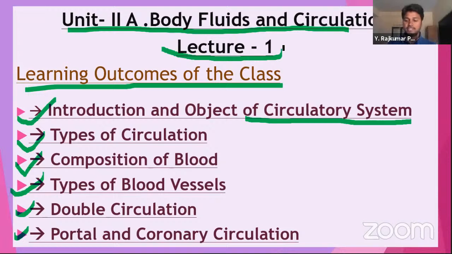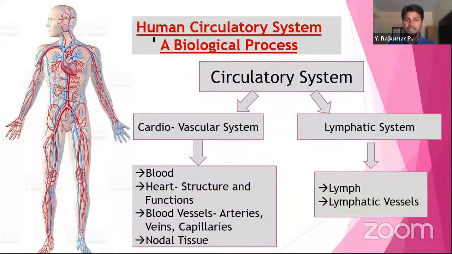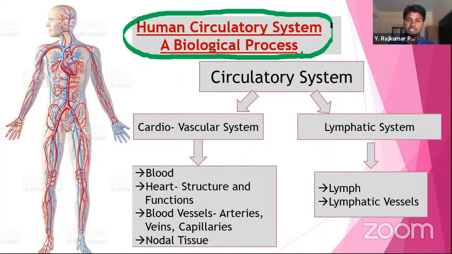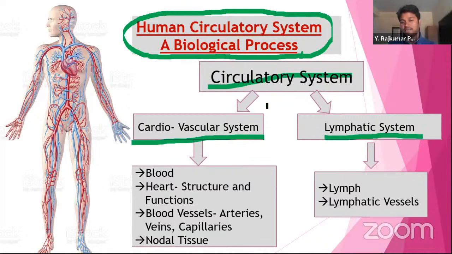Okay, dear students, let us start. The human circulatory system is one of the biological processes without which we cannot exist. We cannot circulate different kinds of components in the body. There are different kinds of substances flowing in the body and getting circulated to all parts of the body. Under the circulatory system, we learn about the cardiovascular system and the lymphatic system.